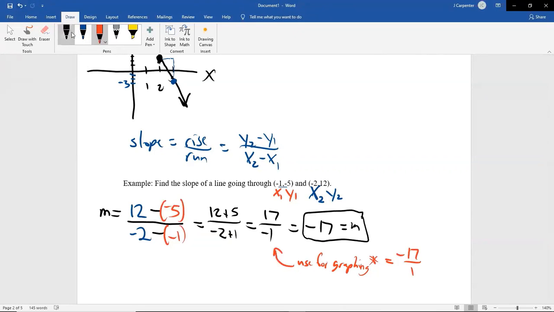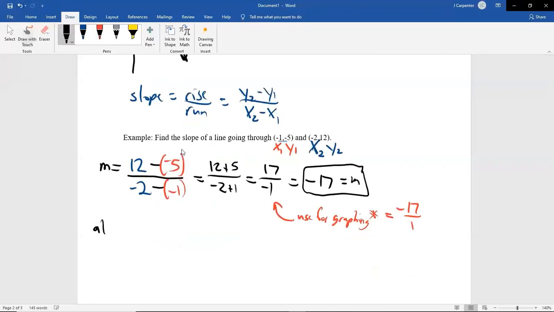Now I remember. Okay. Alternatively, I'm going to do the same exact problem again, but I'm going to prove to you by example that the order of the 1s and the 2s doesn't matter as long as you're consistent. The y's have to go in the top, the x's go in the bottom. But now I'm going to do the 1s minus the 2s, or you could pretend I called the first point the second point and the second point the first point. That's another perspective you could take.